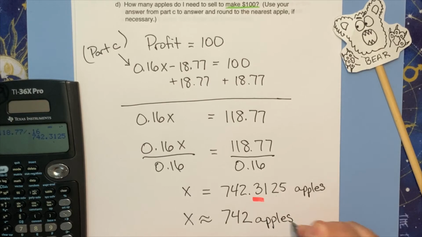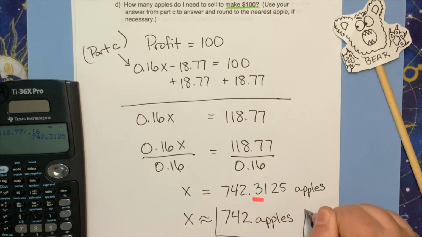Now, having said that, if I sell 742 apples, will I make $100? And the answer is no, I need to sell a little bit more than that. So I'm going to earn a little bit less than 100. So if I really wanted to at least make $100, I would have to round up in this particular case. But the answer was nearest apple. So that's it. We're done.